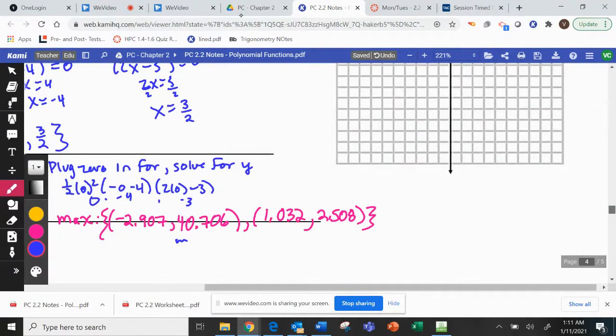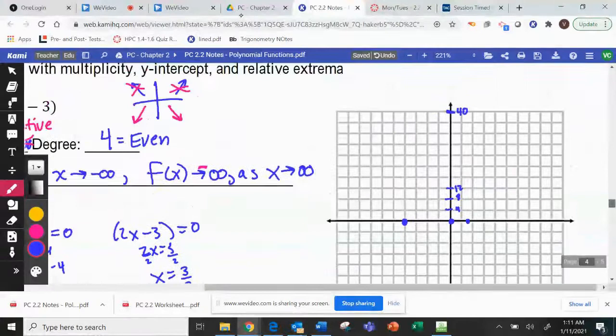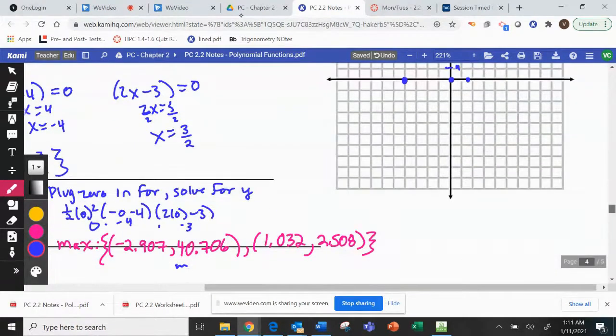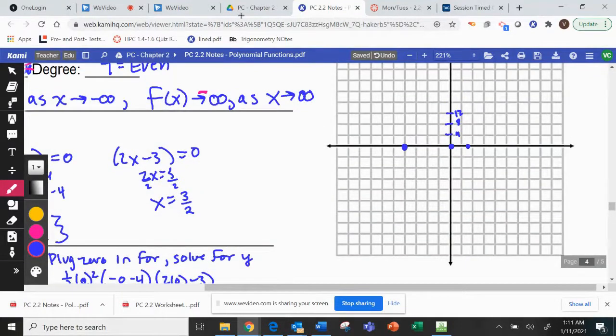And then what was it? Negative 2.9 and then just over 40. So maybe about there. Doesn't have to be 100% accurate. We're just going to do the best that we can. And then the other maximum was at 1 and then about 2.5. Oops, I forgot my scale. This is 4, so 2.5 would be about here.